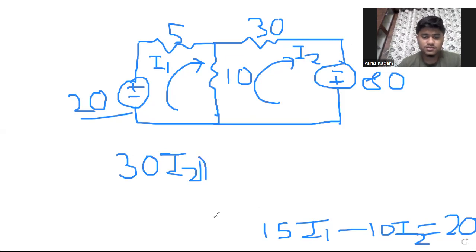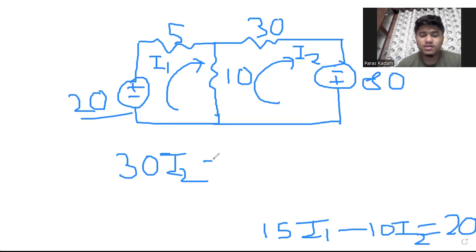Okay. 30 I2. Now the voltage source is coming. I won't write this voltage source now because on the left hand side I will write only the products of current and resistances. I will write the voltage source towards the right hand side. So I will wait for it. Here I am coming across the 10 ohm resistor, after going through the 80 volt voltage source.